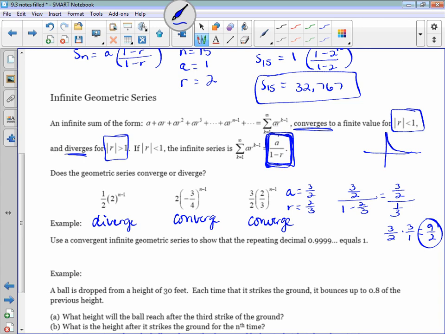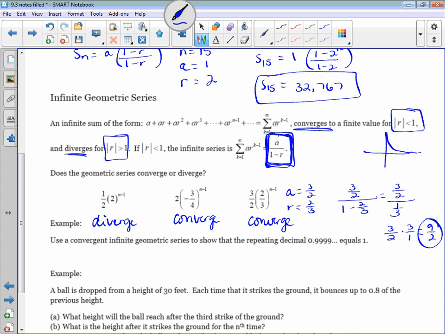Would it work for infinite arithmetic? I mean, I know we wouldn't have the R, but could you find the sum of an infinite arithmetic sequence, or I guess series? No, because you'd be adding 2 every time. That's never going to converge. That's just going to keep growing or keep decreasing. So it's only with infinite geometric series that you could possibly find the sum. And it would have to be convergent. Yes. Yep. All right, we okay with that? All right.